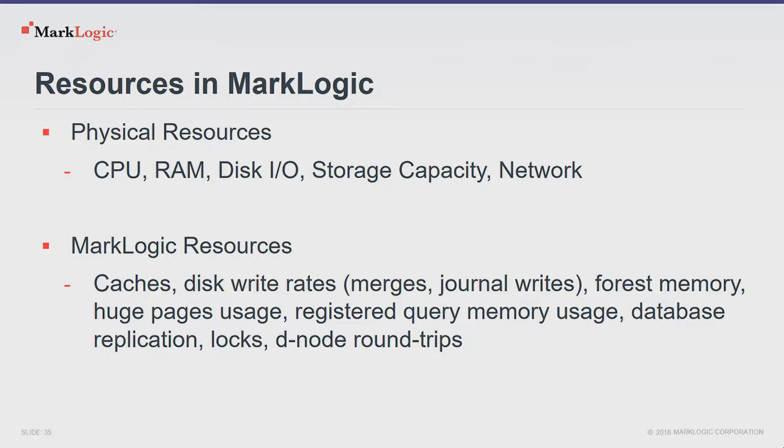But you can also get visibility into how many huge pages you're using and if you're making best use of them. Same with registered queries. You can get stats about database replication, document locking. And dnode round trips, I'll talk about that in a moment. But basically, that's the time that it takes for a request for the query to be resolved on the dnode and the response to come back to the enode. And sometimes that information can help you understand either a network problem or a slow dnode. So we'll talk about that too.